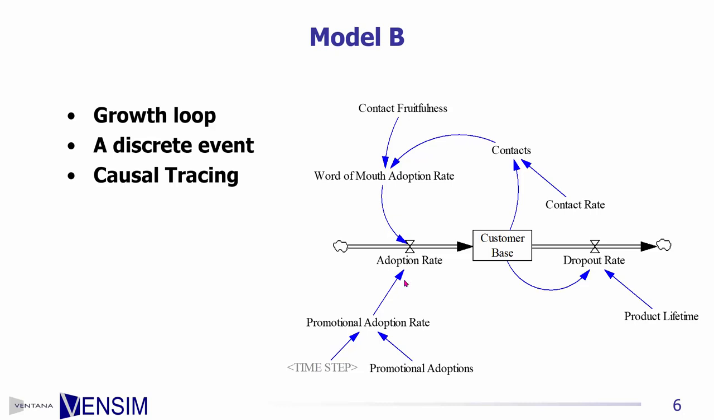Okay, so this piece is going to be somewhat similar to the dropout rate, where one over the product lifetime is the fraction of people dropping out, and the contact rate times the fruitfulness is the fraction of new customers attracted per existing customer per month. And then this piece, the promotional adoptions, we're probably not going to do all the time. So actually, we could do this as an override again, but we'll write an equation so we can play around with it more easily. This will be what we call a discrete event, which is something that happens just in one time slice in the model.